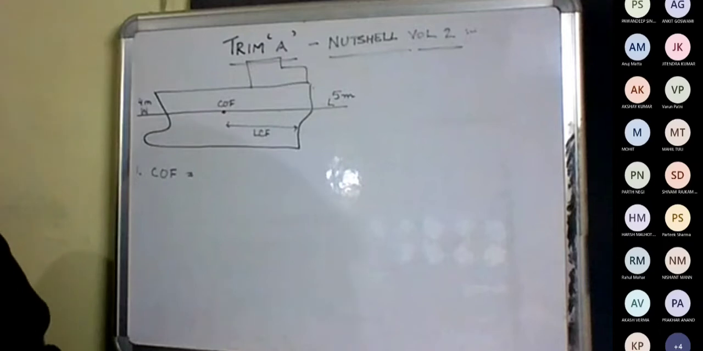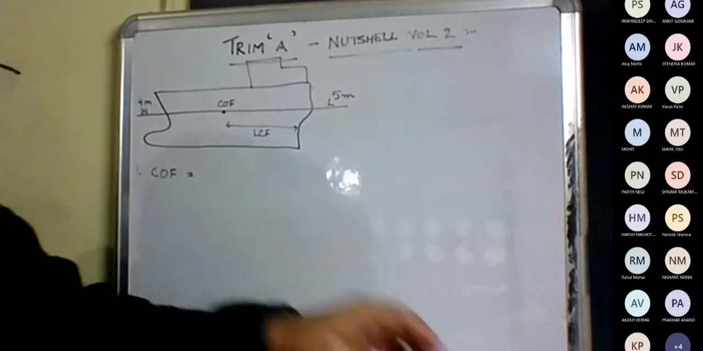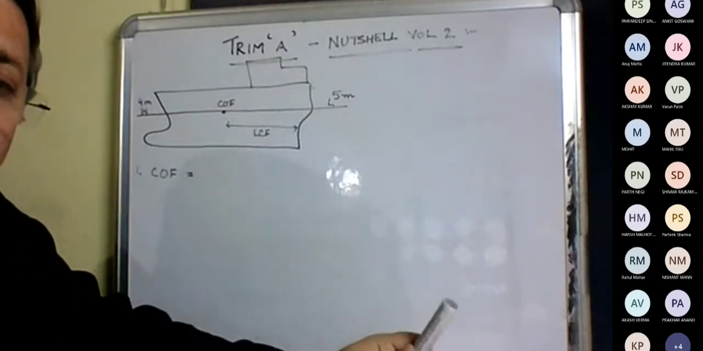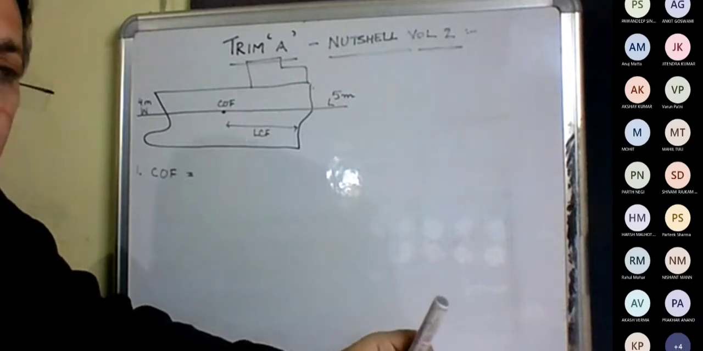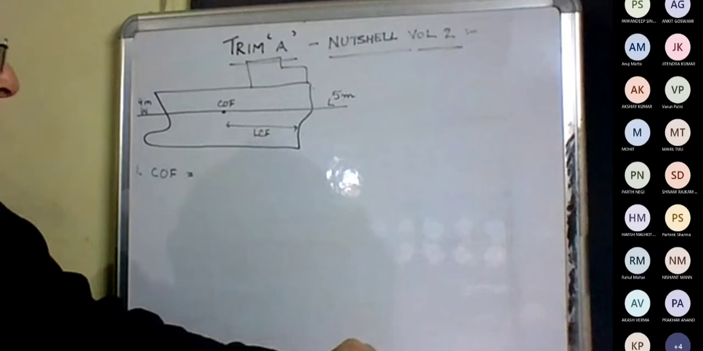Captain Rajat Jain, where have you reached in stability? Sir, we have just started heel of ship. The list is completed. We have just started heel of ship. Okay, all right.